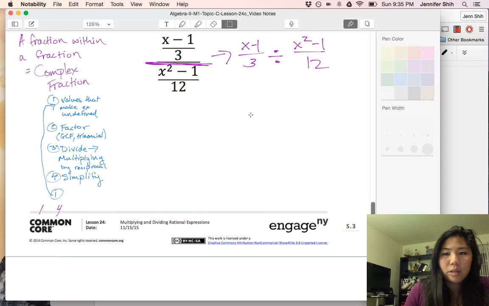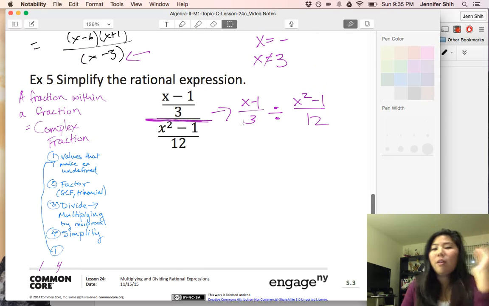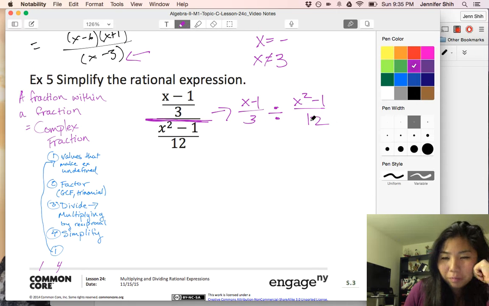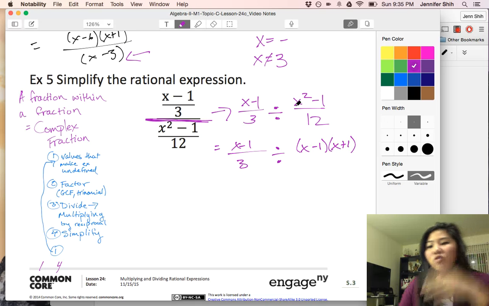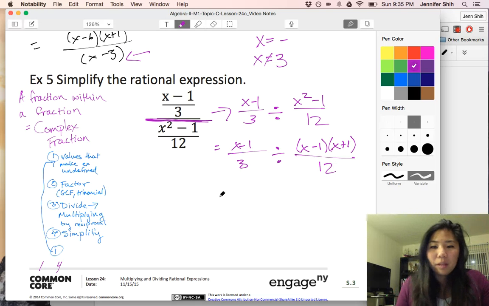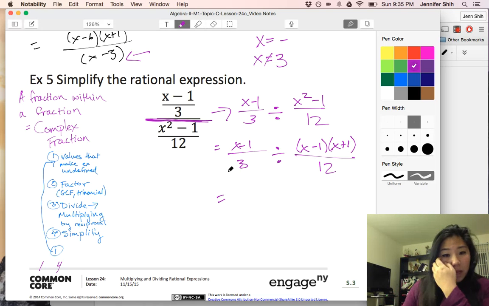Okay, now we need to identify values that would make this expression undefined. So if I'm looking at this, I have a 3 and a 12, which means it's always going to be defined. Great, I don't have to exclude any x values. Then I'm going to factor, so I have x minus 1 over 3 divided by, I'm going to factor x squared minus 1, x minus 1, x plus 1. Again, it is our trusty friend, difference of squares. And now I'm going to multiply by the reciprocal.